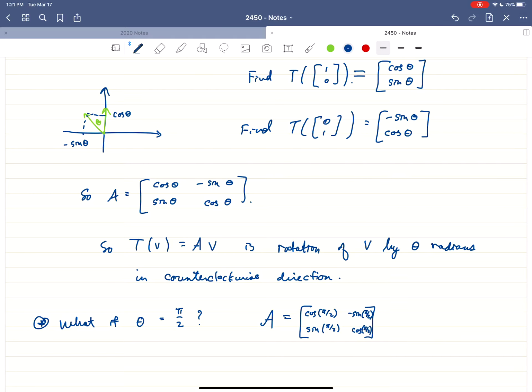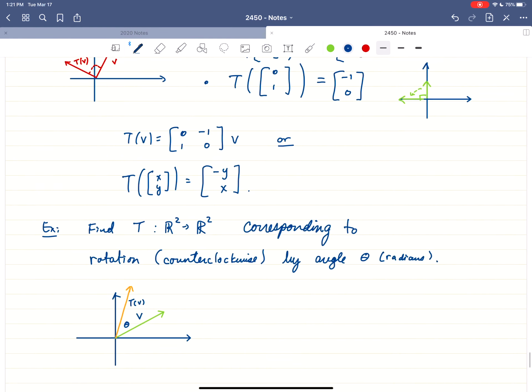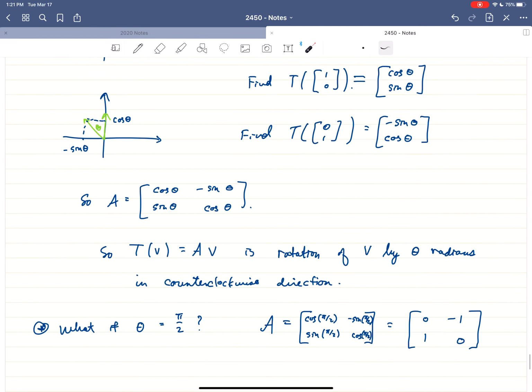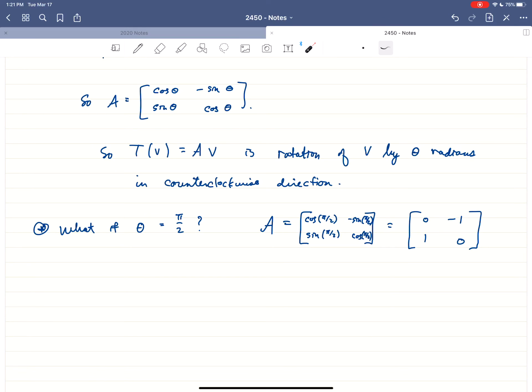Sorry to squeeze that in there. Cosine of pi over 2 is 0, and sine of pi over 2 is 1. We really do end up with that matrix, 0, -1, 1, 0, that we were talking about two examples back. Here's our matrix, 0, -1, 1, 0. So that's really a special case of what we were just talking about for this rotation matrix.